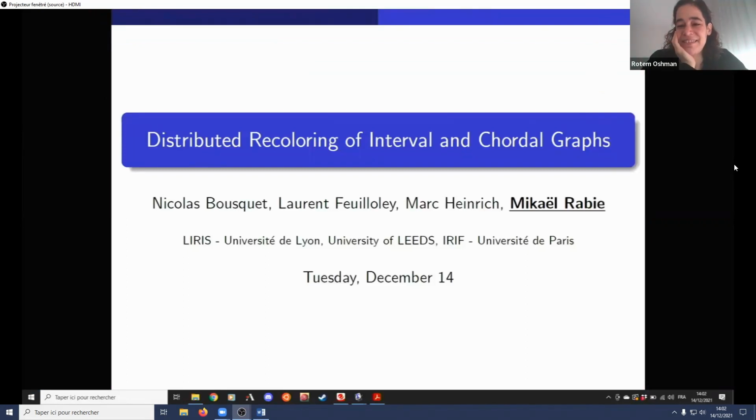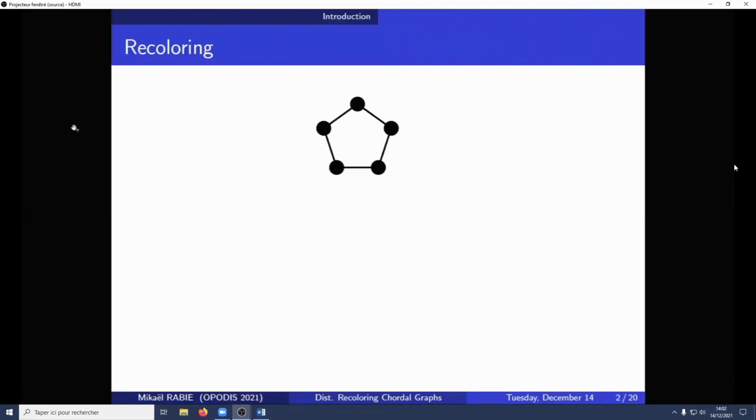Great. So our next talk will be by Mikaël, also on a different version of coloring, distributed recoloring. Hello, everybody. Thank you for this opportunity to show this work about distributed recoloring of interval and chordal graphs. This is our joint work with Nicolas Bousquet, Laurent Feuilloley, and Marc Heinrich. So let's see if I manage to go to the next slide.